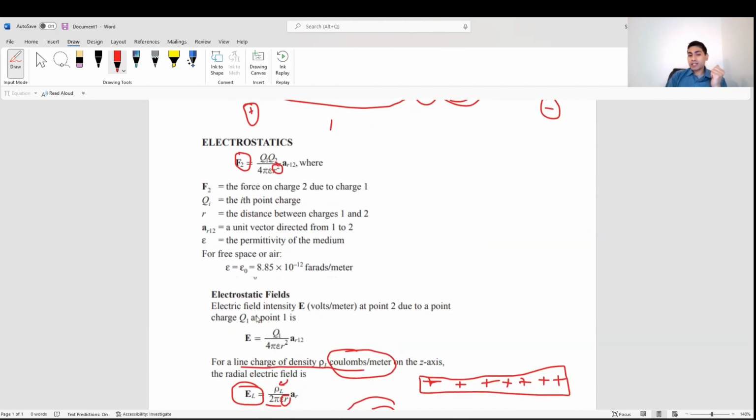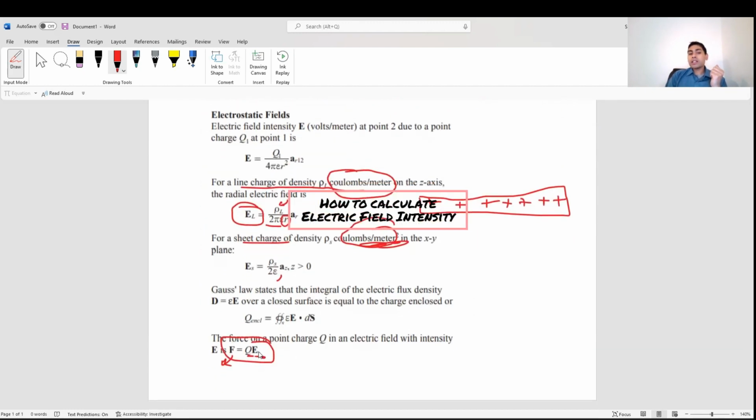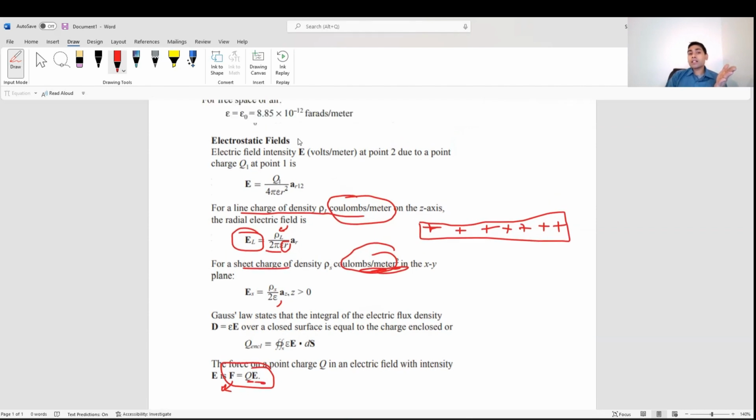Electric field intensity is nothing but the force per unit charge. If you just look into this equation, you can pretty much say it's force per unit charge. Here, since you're trying to figure out the field at point 2 due to 1, just make sure that you're taking Q1 into the equation, and then you divide it by the constant 4 pi epsilon, and R is the distance between them.